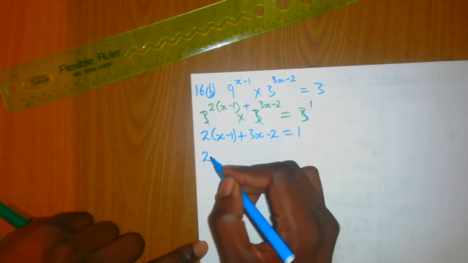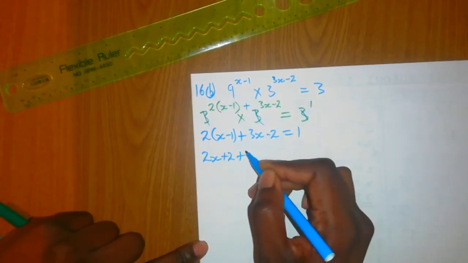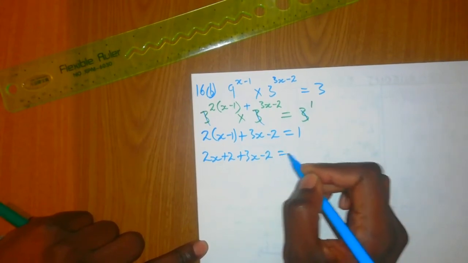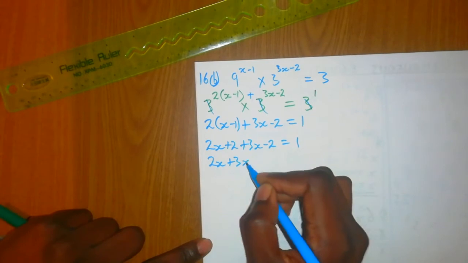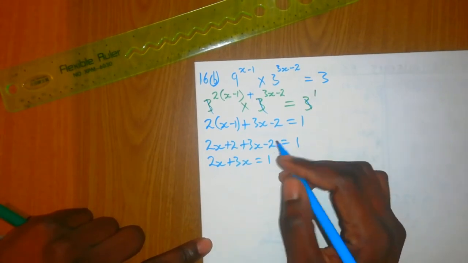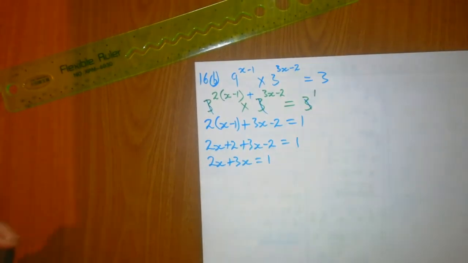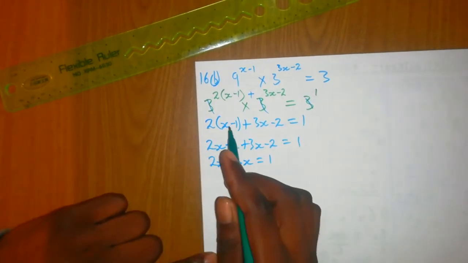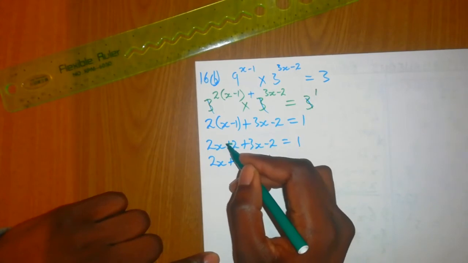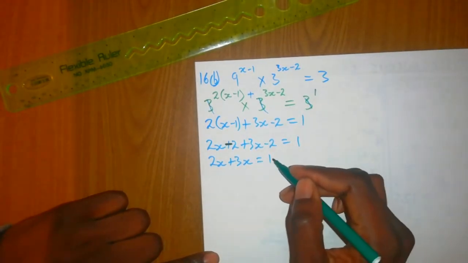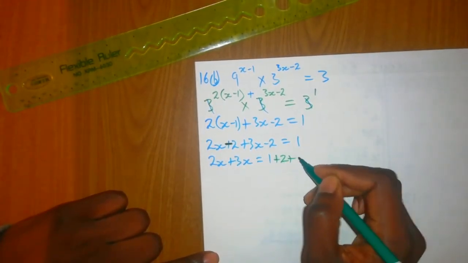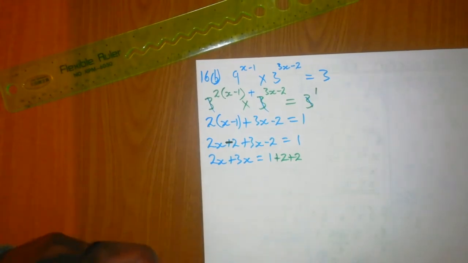I'll expand: 2x plus 2 plus 3x minus 2 is equal to 1. I'll then collect my like terms. 2x plus 3x is equal to 1. This was a negative sign there. Realize the mistake that I made here. 2 times negative 1, that's a negative 2 here. It's not a positive, so that's our negative 2 there. Then it's now 1 plus 2 plus 2. You see? It's now 1 plus 2 plus 2.